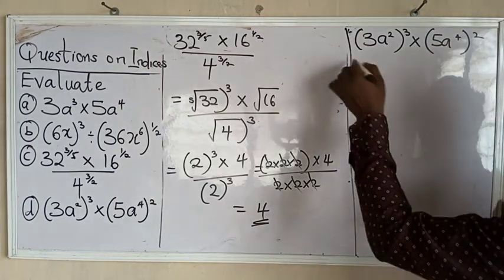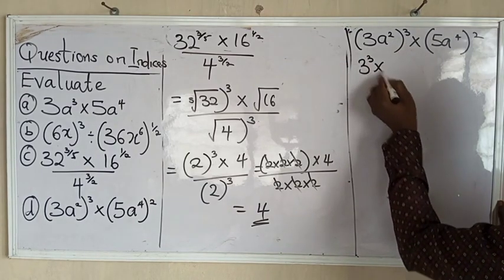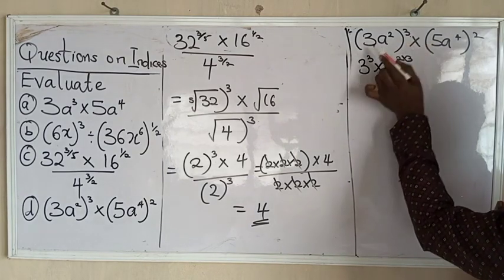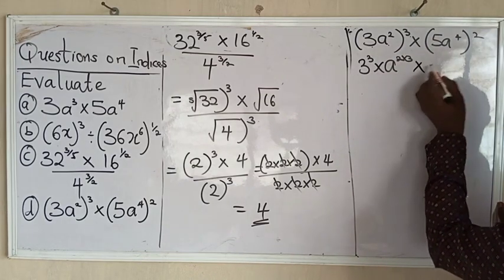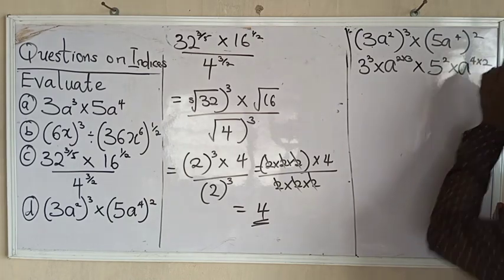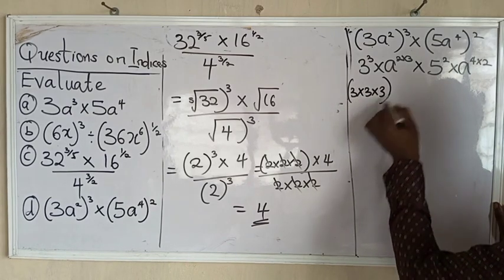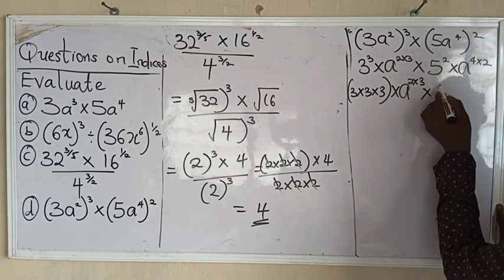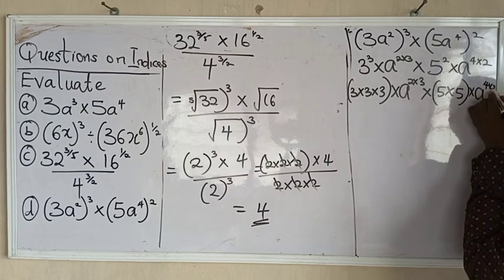So I can as well say that this is the same as saying 3 raised to power 3 times a raised to power 2 times 3. Please let's not forget that this 3 goes for this and this 3 also multiplies this power. So we have times 5 raised to power 2 times a raised to power 4 times 2. So this is 3 times 3 times 3 times a raised to power 2 times 3, times 5 raised to power 2, which here means 5 times 5, times a raised to power 4 times 2.